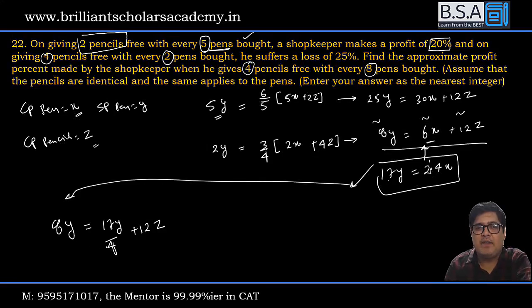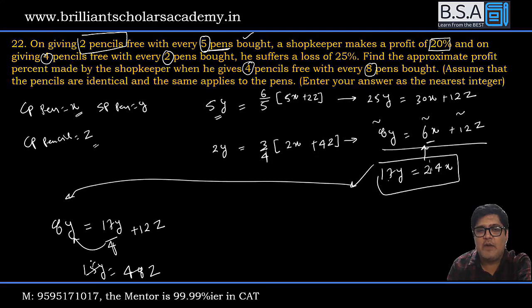Cross multiply. This becomes 32. This becomes 48. 32 goes to the top. 32 minus 17. 15y is equal to 48z. 3 cancel. What you have is 5y is equal to 16z.